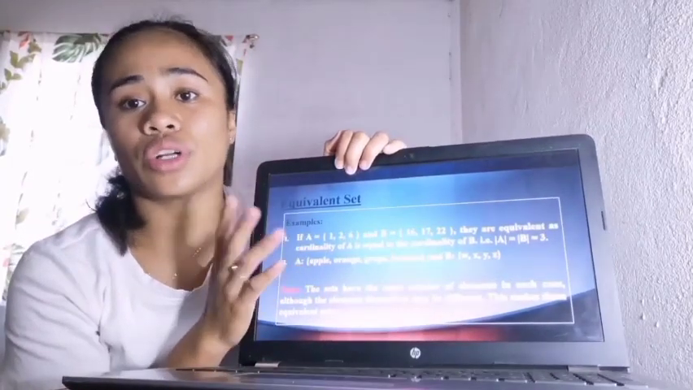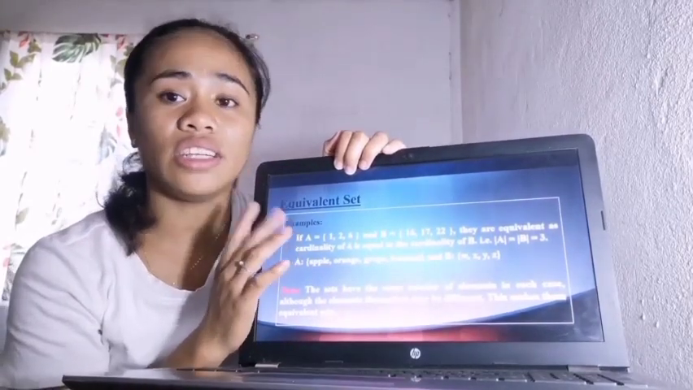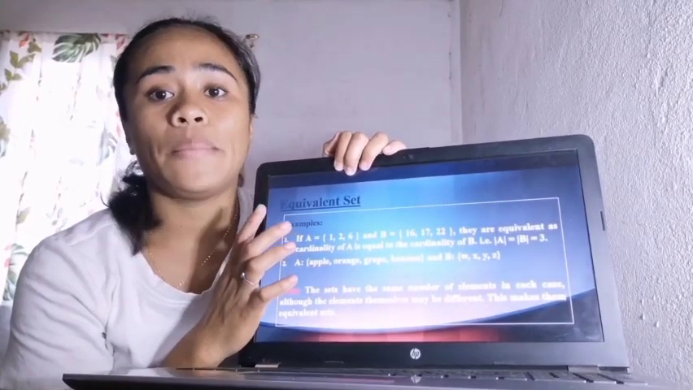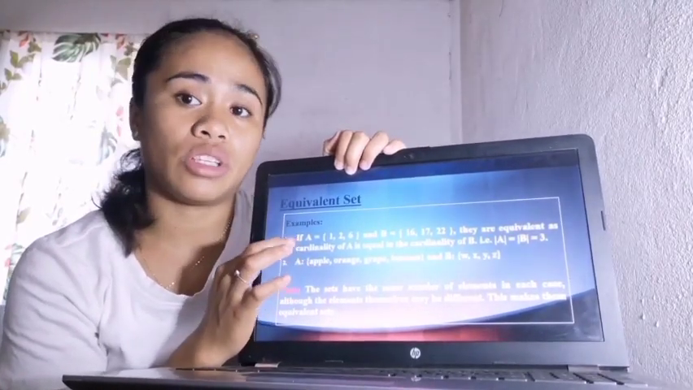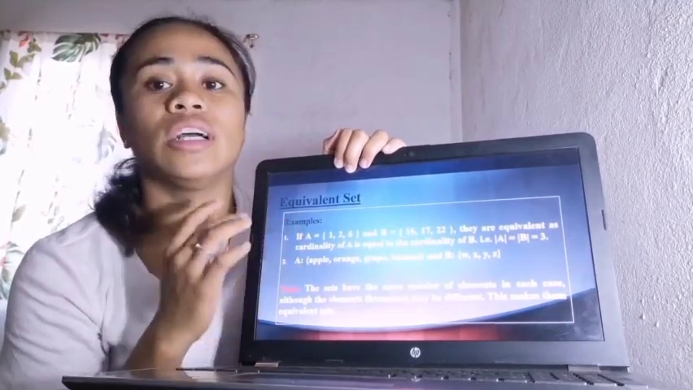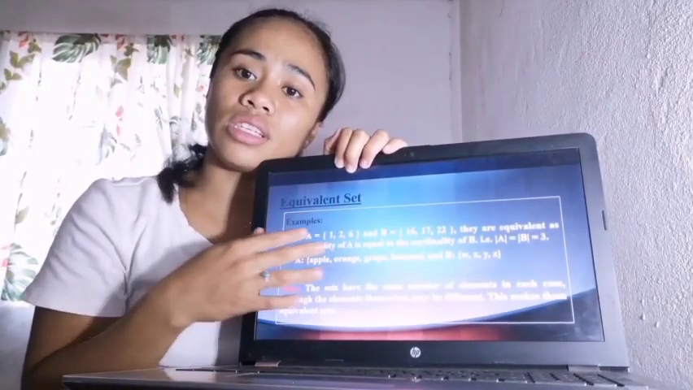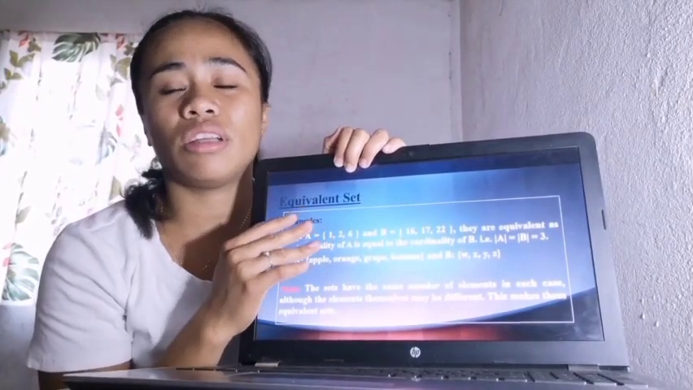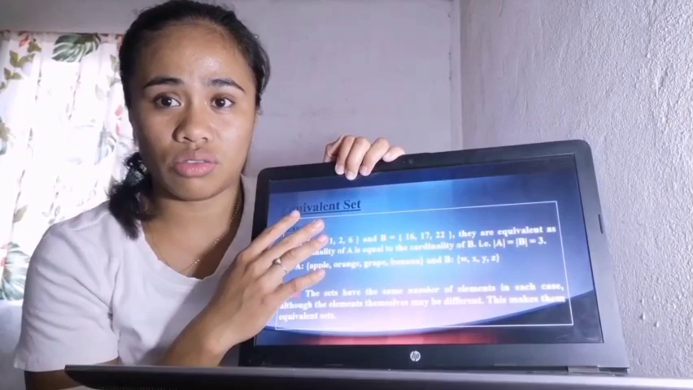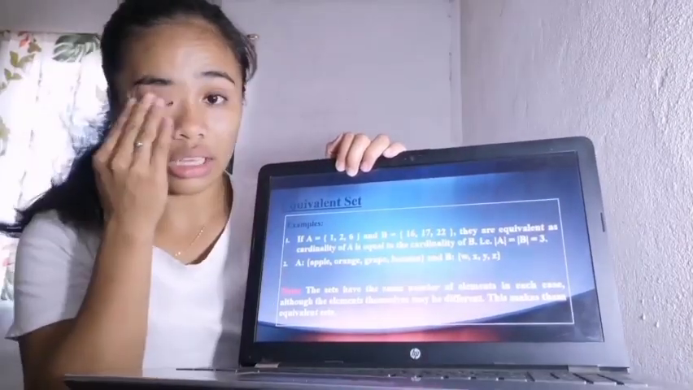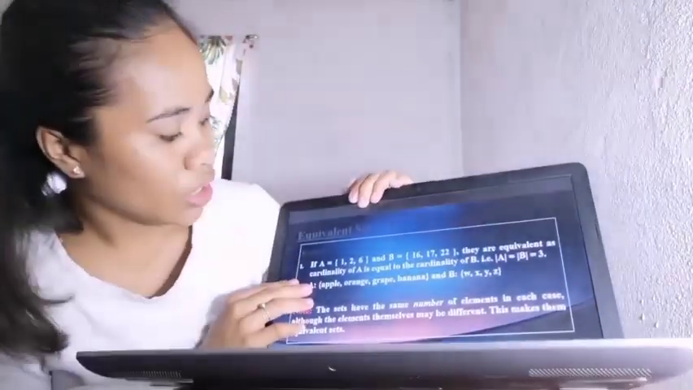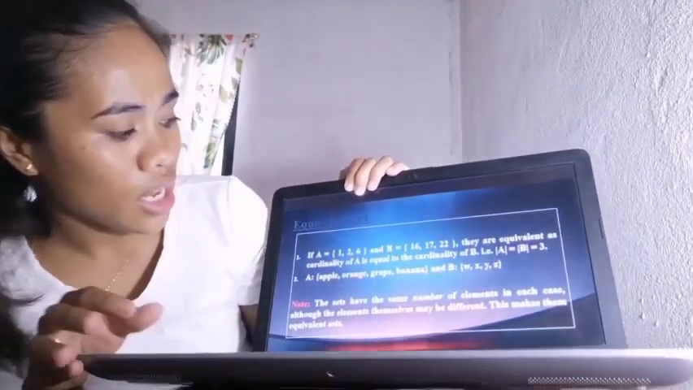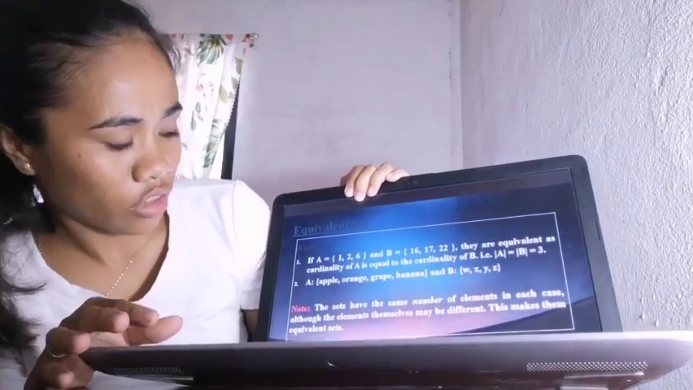So for our example number 1, this example is an equivalent set because they have the same number of elements inside of a set. Although they have different elements contained in both sets, the number of their cardinality is equal. So that's why we call it an equivalent set. They are equivalent as the cardinality of A is equal to the cardinality of B.